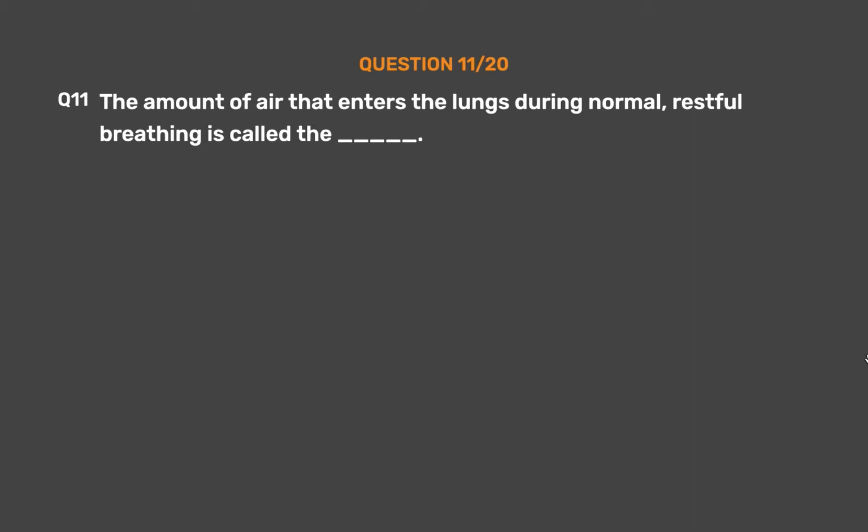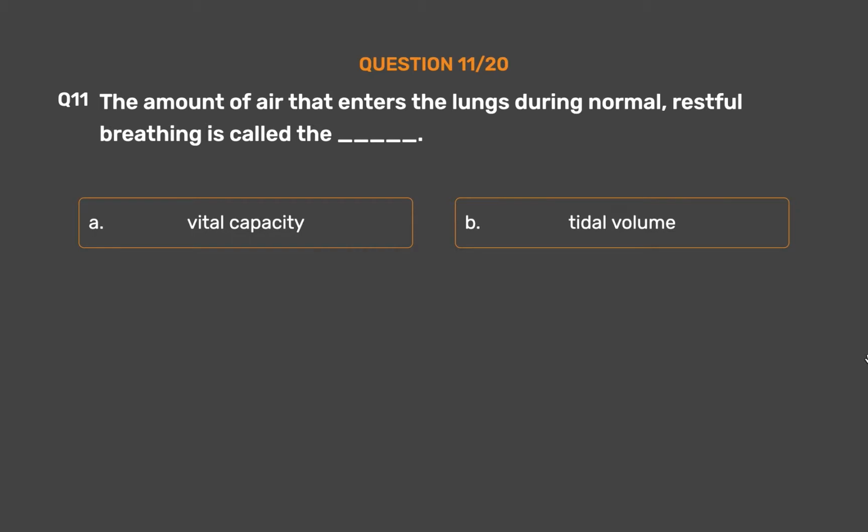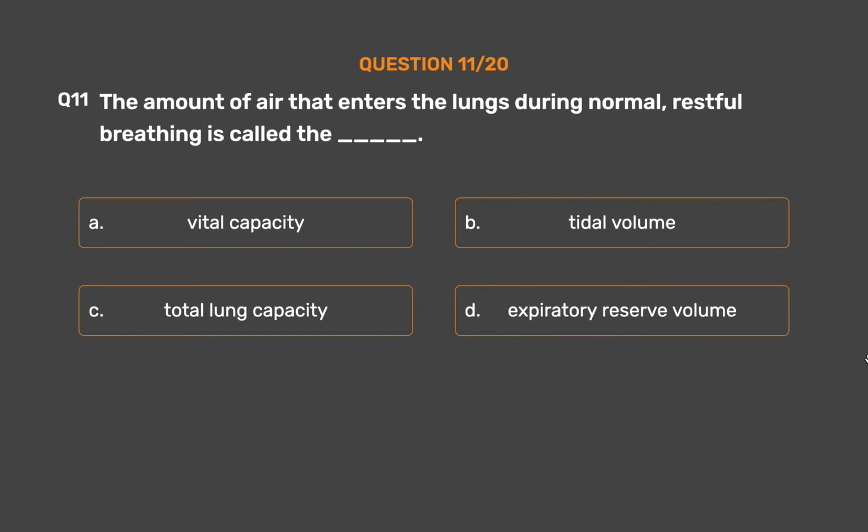Question number 11. The amount of air that enters the lungs during normal, restful breathing is called the underscore. Option A. Vital capacity. Option B. Tidal volume. Option C. Total lung capacity. Option D. Expiratory reserve volume.